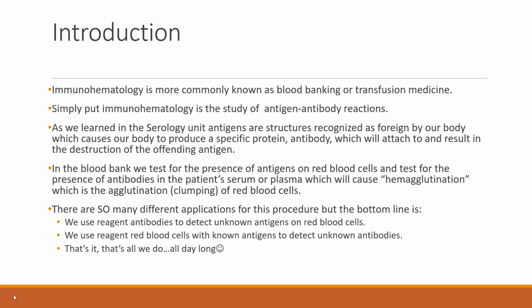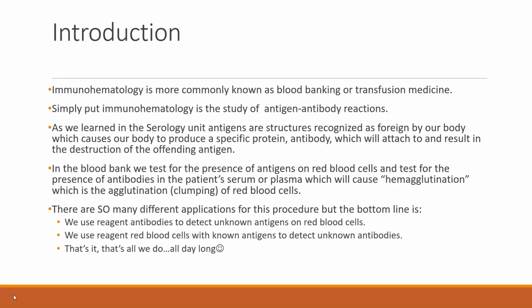We use reagent red blood cells with known antigens to detect unknown antibodies. For example, there are two parts to your blood type. There's the forward, which tests for antigens on red cells, and there's the reverse, which tests for ABO antibodies in the patient's serum or plasma. So if you forward type and the A antigens are present, then in the reverse type, we would expect a reaction with the B cells, but not with the A cells.